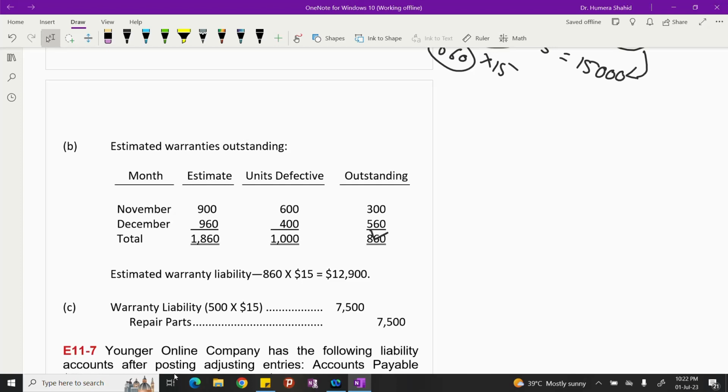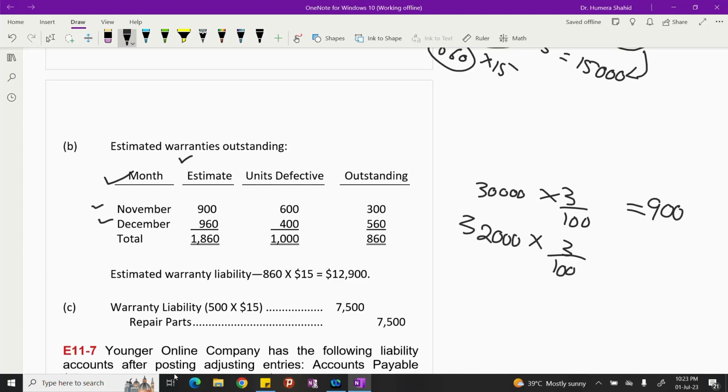The months are here. Sorry, these are the months. November and December. What is estimated warranty liability or units for them? Before I did total because I have to record the journal entry, but we know that in November 30,000 units were sold, and we expected that 3% will come back, so total expectations were 900. In December, 32,000 units were sold. 3% was our expectation that they will come back, so it was 960. So altogether 1,860.